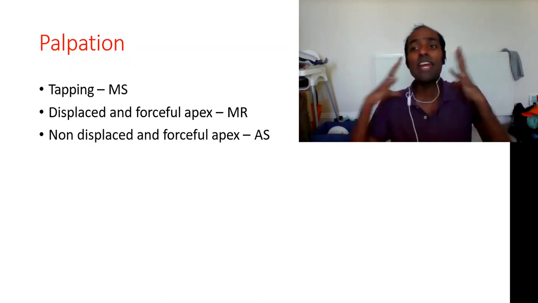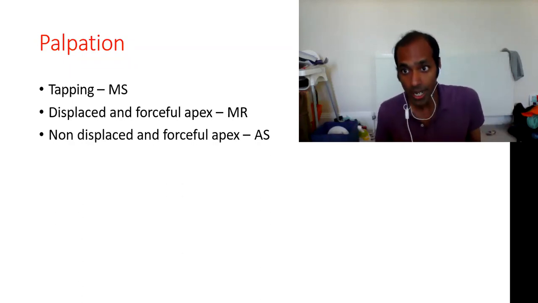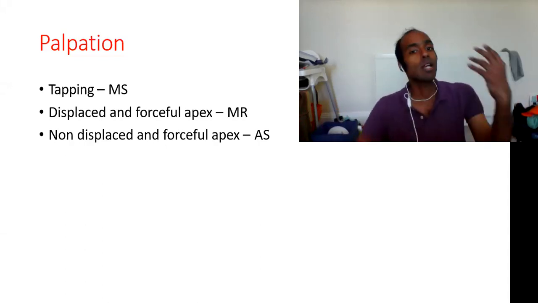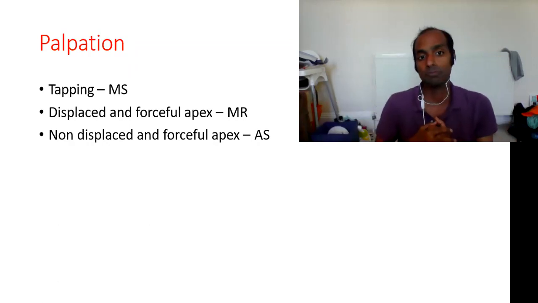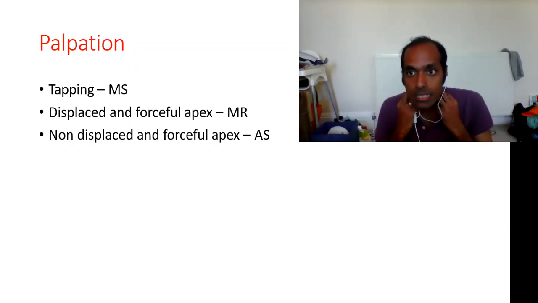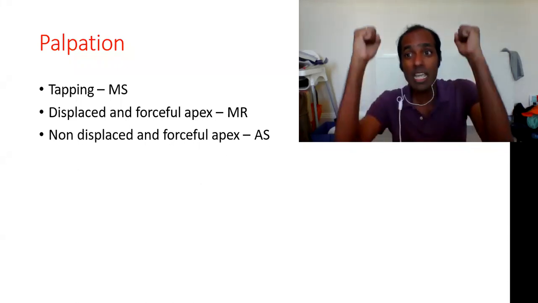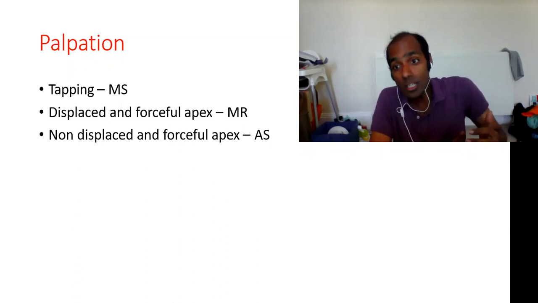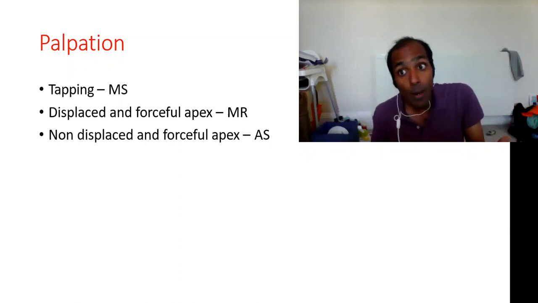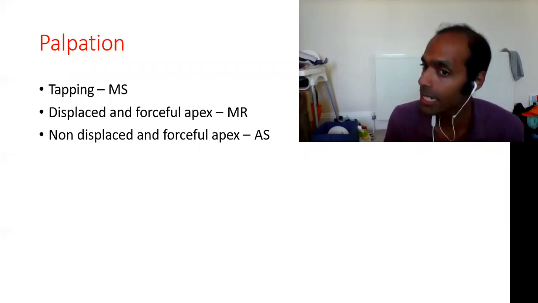Number two: very high volume pulses, wide pulse pressure, hyperdynamic circulation, a collapsing pulse, and a displaced forceful or thrusting apex. What is the diagnosis? Aortic regurgitation. Difficult to feel pulses, carotid thrill, slow rising pulses, sustained pulses, with a heaving apex: diagnosis aortic stenosis. A high volume pulse but no collapsing pulse, with a thrusting apex, is mitral regurgitation.